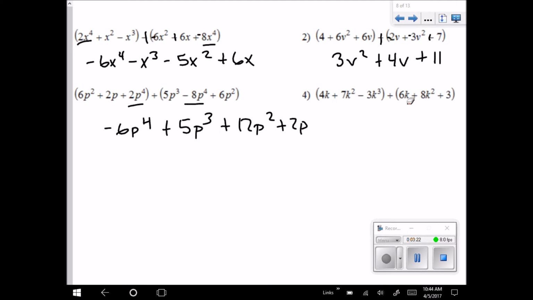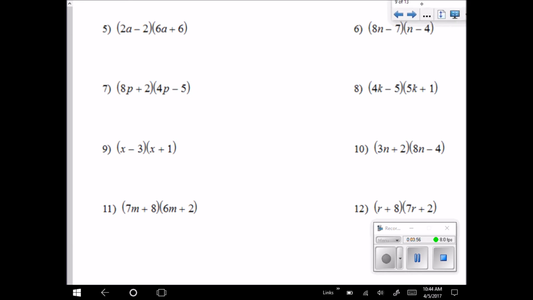And finally, our last one, looking for any like terms. There's no other cubed terms, so I'm going to have negative 3k cubed. And then 7k squared and 8k squared would make 15k squared. And then 4k and 6k would make 10k. And then I have the constant of 3. Kind of ran off the page there. Alright. I'll probably pause it here. See if you have any questions.